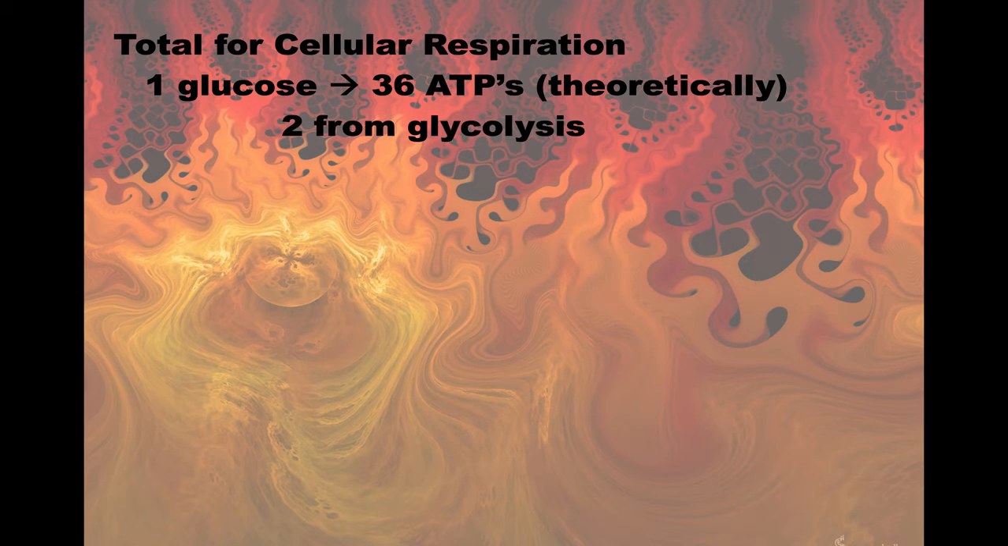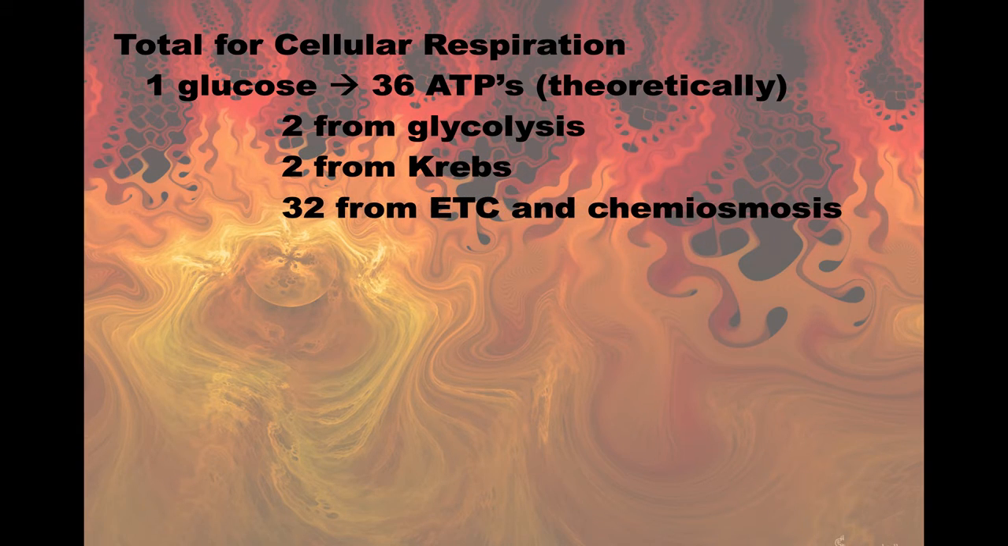So where do these 36 come from? 2 come from glycolysis, 2 come from the Krebs cycle, and 32 ATPs come from the electron transport chain and chemiosmosis. That's our butternut squash engine. So that gives us a grand total of 36 ATPs.